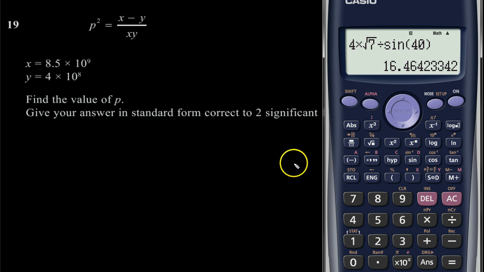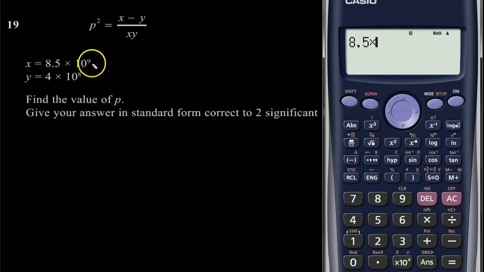So it's x, 8.5 times 10 to the power 9, minus y, 4 times 10 to the power 8. Now that's the top number, so now what we'll do is we'll put a bracket around the whole thing on top. Let's just toggle back then. Put a bracket around the whole thing on top.